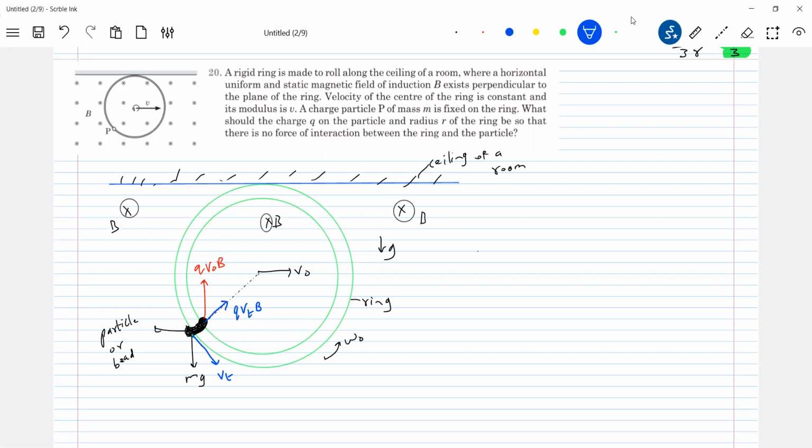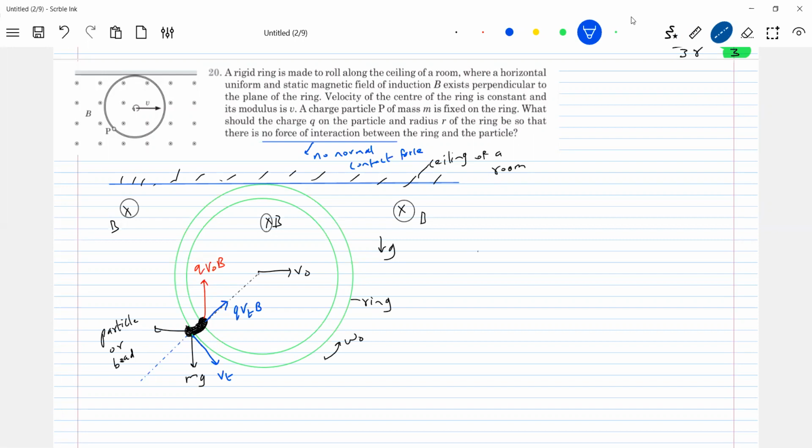No interaction means no normal contact. What do you mean by no force of interaction between the ring and the particle? No normal contact. This will be much easier for you to understand; that's why I brought that bead. So no force of interaction means no normal contact force. This is very important. Okay, let's write all possible equations.